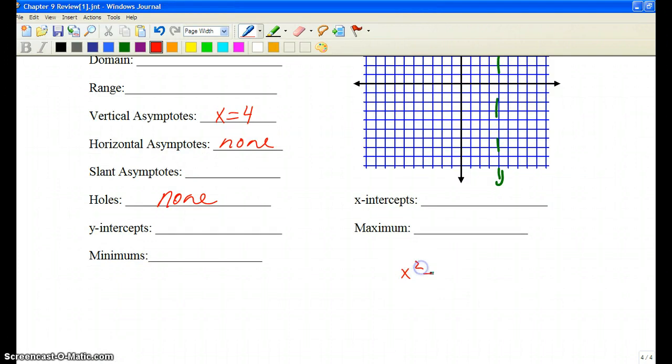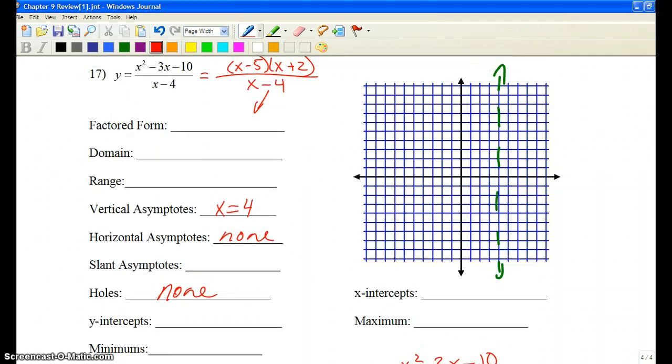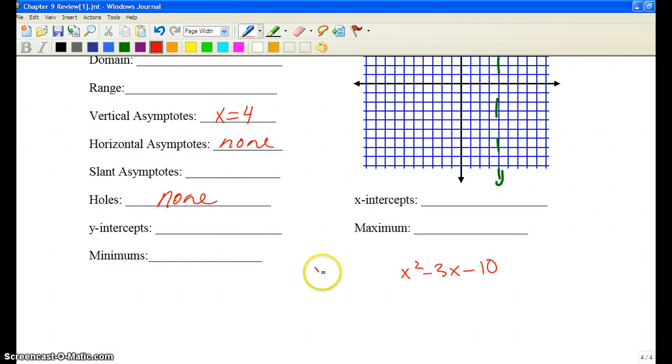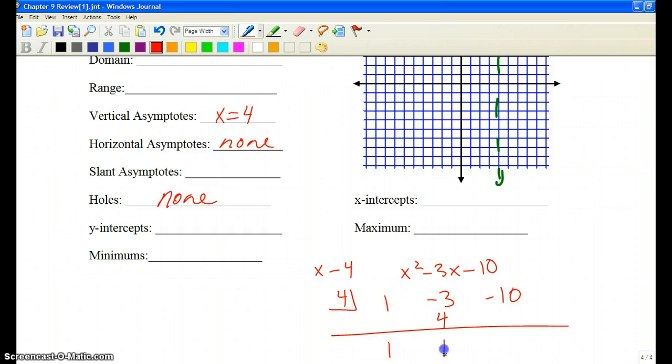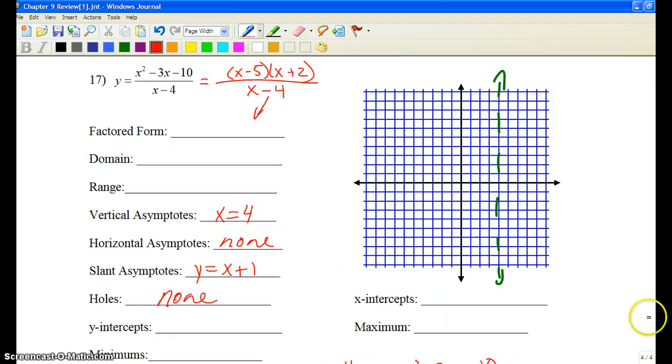So we get x squared minus 3x minus 10 as the numerator of this function, and then the denominator is x minus 4, and we're going to divide those. We switch the sign, put it in the penalty box. We just take the coefficients, drop it down, multiply, drop it down, multiply, and we're left with a negative 6. But then we convert that back into a function, which would be x plus 1, and that gives us our slant asymptote.